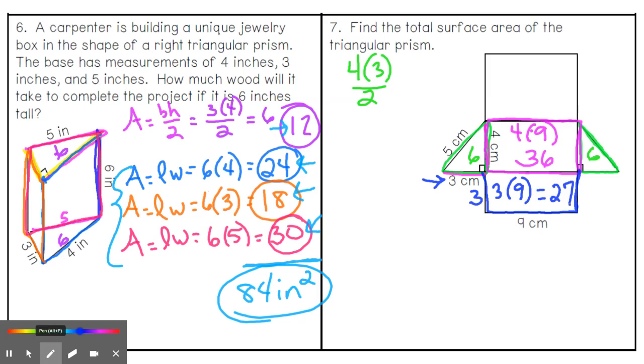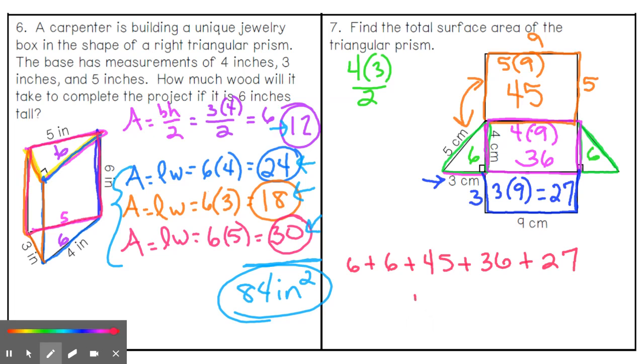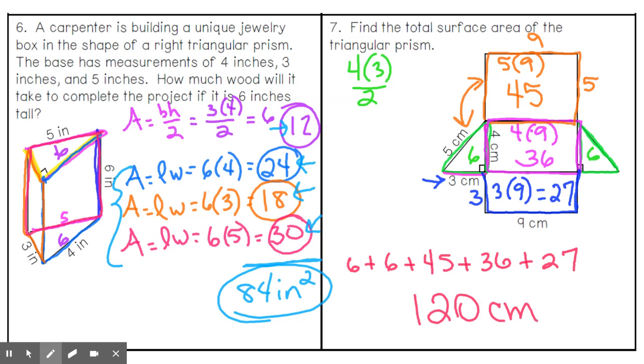And then we have the top one. Okay, and so think about when these two sides are folded together, that means that this is 5 and this is 9. So 5 times 9 is 45. So then we just have to total all of those together. We have to say 6 plus 6 plus 45 plus 36 plus 27 to get our total surface area. And when you do that, you get 120 square centimeters.